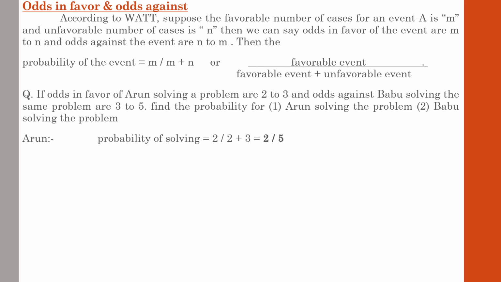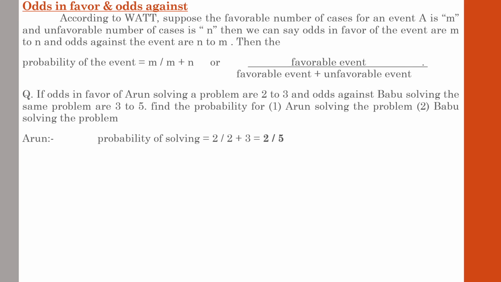But when it comes to Babu, it's very tricky. In the question it is said that the odds against Babu solving the problem are 3 to 5, and yet you are asked to find the probability that Babu solves the problem. It is entirely different from the case of Arun.